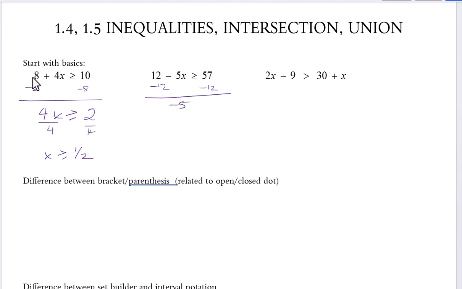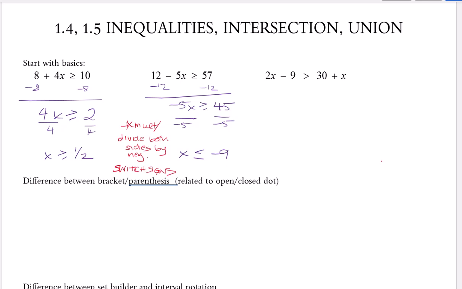So I have negative 5x is greater than or equal to 45. And then we're going to divide both sides by negative 5. Now this is the one exception that we have to remember: when we divide or multiply both sides by a negative number, we have to switch the sign. It's going to be negative 9, I forgot to write that. So again, a reminder that when we multiply or divide both sides by a negative, we're going to be switching the signs. So let's do this last one.